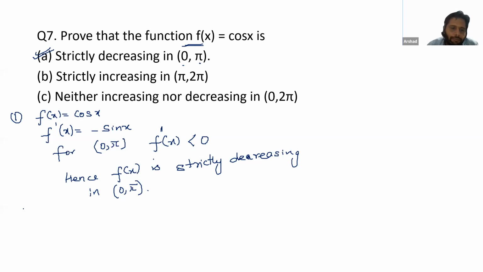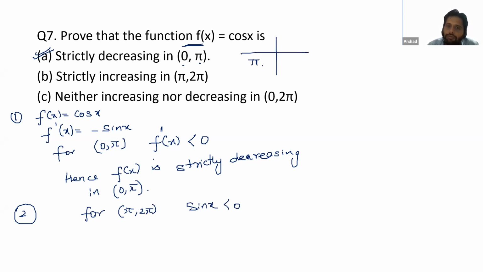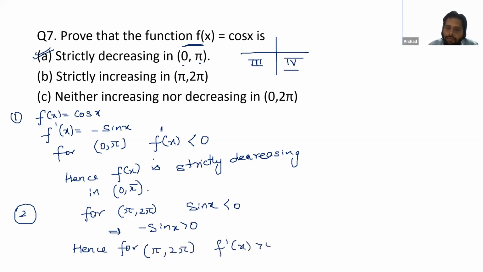Darshan, please check here. So, strictly increasing from pi to 2 pi. We can say for pi to 2 pi, sin x is what? Sin x is less than 0, because this is the third and fourth quadrant. In the third quadrant and in the fourth quadrant, the sine is negative. So this means minus sin x will be greater than 0. Hence, for pi to 2 pi, f dash x is greater than 0, hence it is increasing.